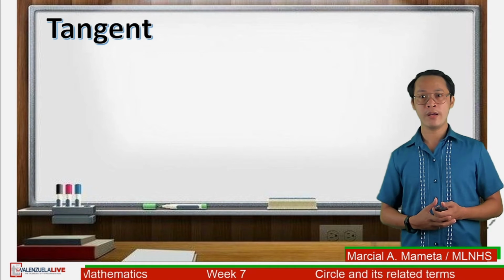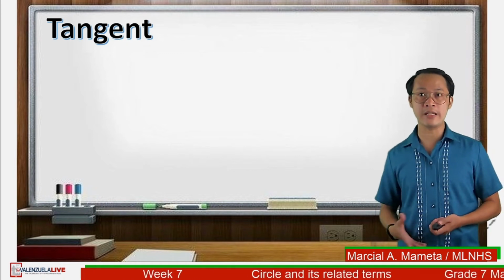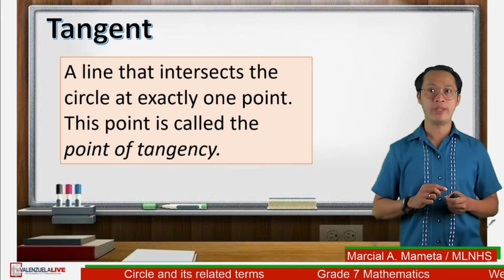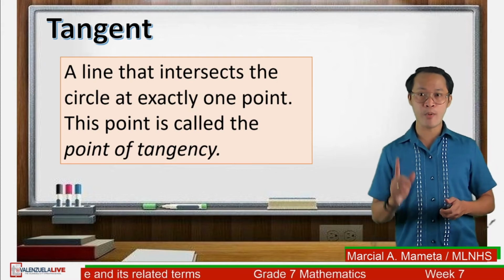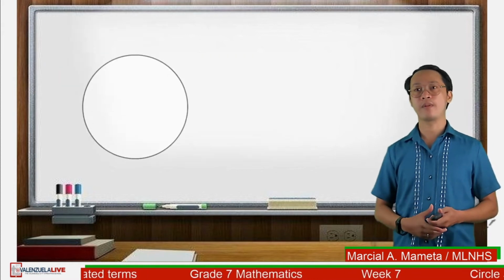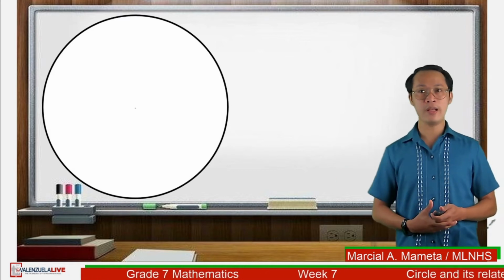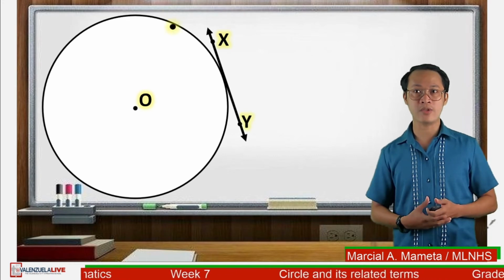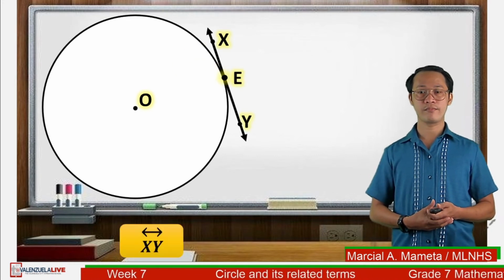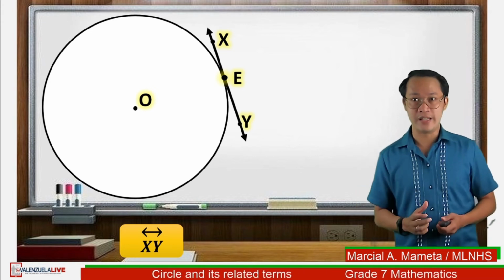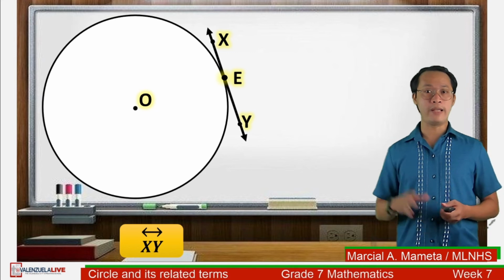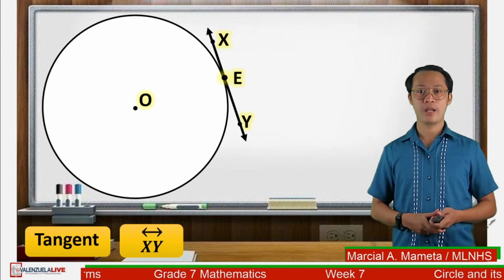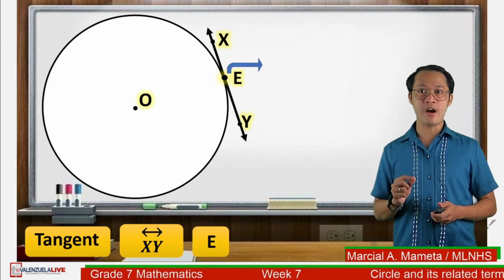The fifth term related to the circle is a tangent. Tangent is a line that intersects the circle at exactly 1 point. This point is called the point of tangency. Based upon again on the circle, line XY is tangent to circle O. Again, line XY is tangent to circle O at point E. Point E is the point of tangency.